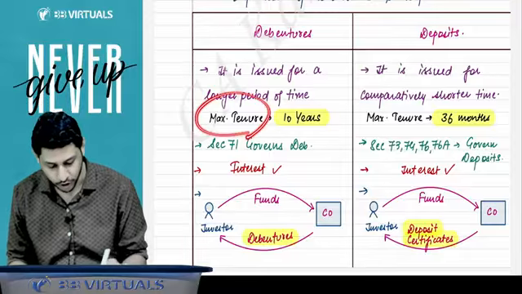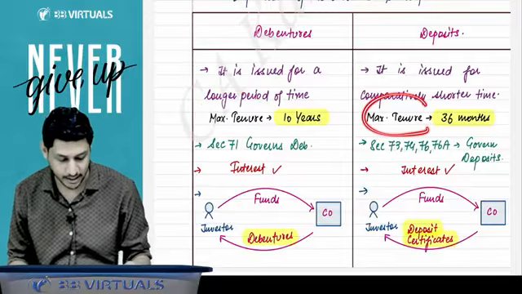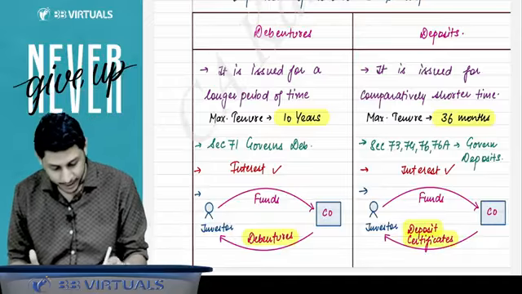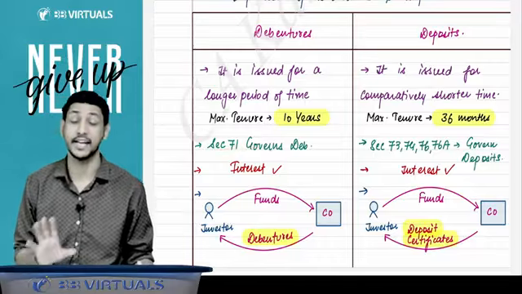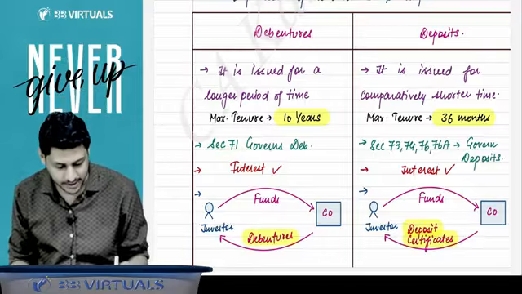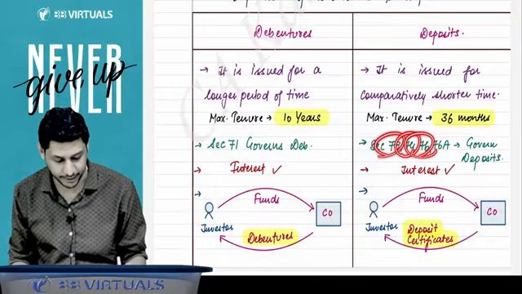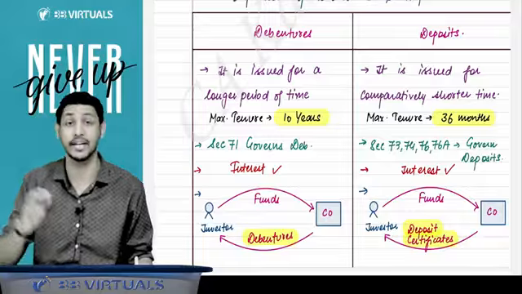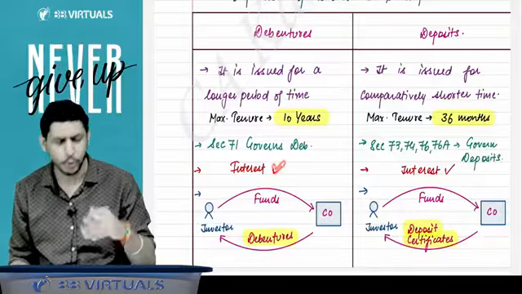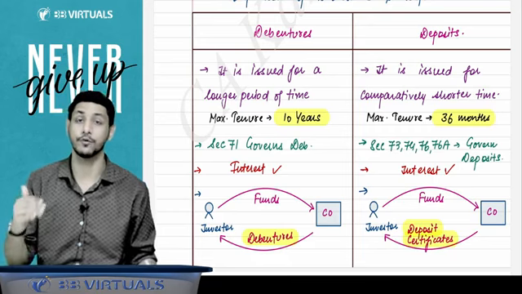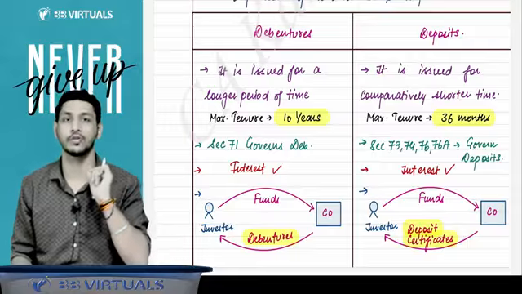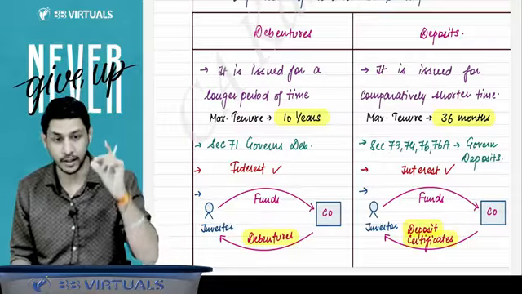The maximum tenure of a debenture is 10 years, whereas the maximum tenure of a deposit is 36 months only. The debenture is governed by section 71 of the Companies Act, read with the relevant rules made thereunder. Deposits are governed by sections 73, 74, 76, 76A, as well as the rules made thereunder. Do we need to pay interest on debentures? Yes, and we have to pay interest on deposits also.